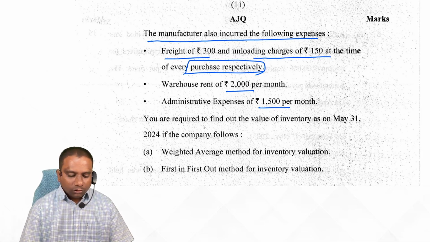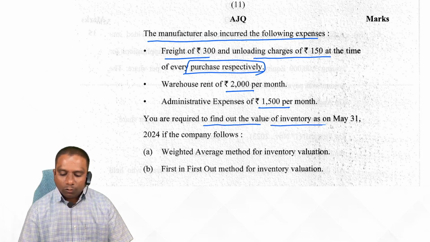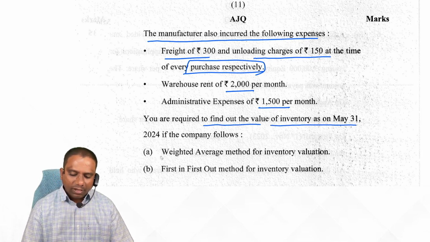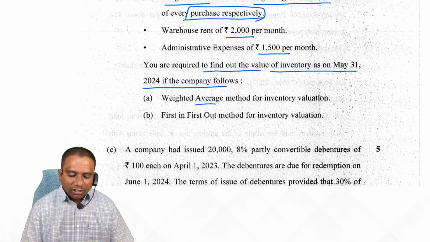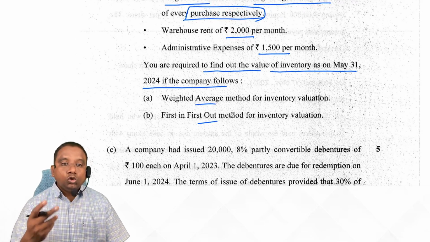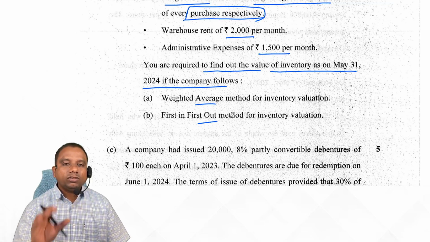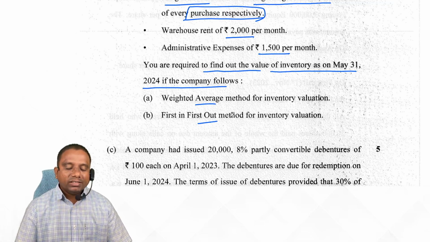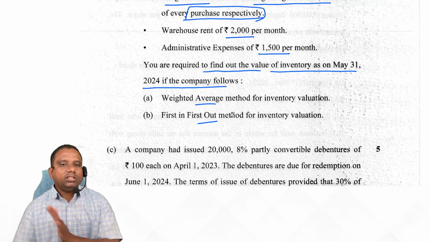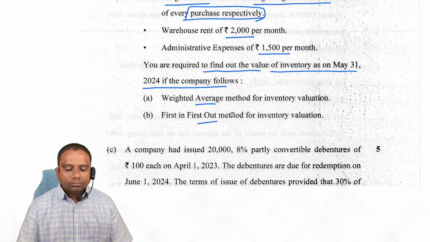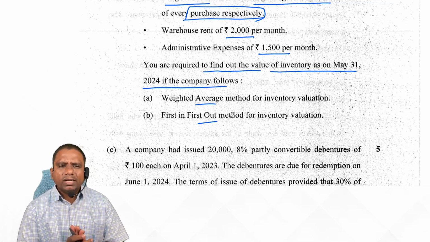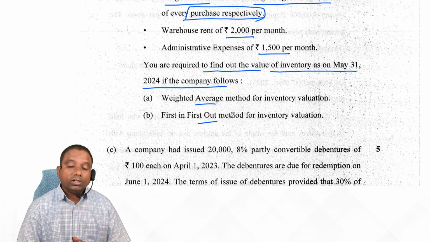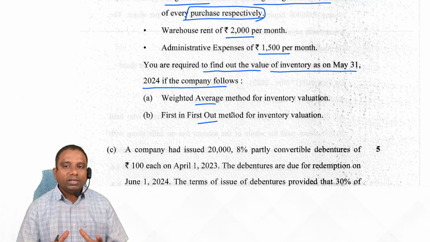Clear? You are required to find out the value of inventory as on May 31st, 2024 if the company follows weighted average and FIFO. They're asking two methods and this question is for 5 marks only. That's why I said fifth question is a lengthy question, student. So if you know the remaining 5 questions, you can take the fifth question as choice. You can take the fifth question as choice, provided you write the remaining 5 questions.